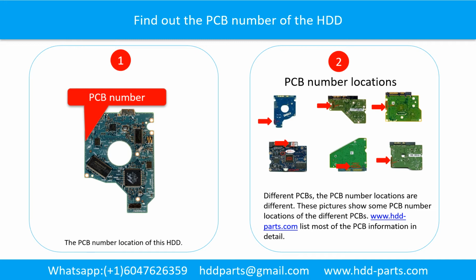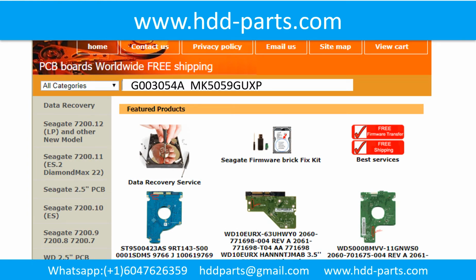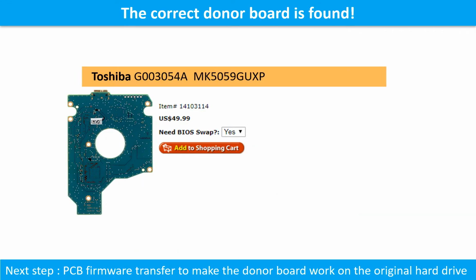If you want to find out your own PCB number, you may go to www.hdd-parts.com, which lists most of the PCB information in detail. In the search box, input the hard drive model number and the PCB number as a reference to search for the donor board. We found the correct donor PCB board for the hard drive, but this is only the first step. The next step is we have to do the PCB board firmware transfer to make the donor board work on the original hard drive.